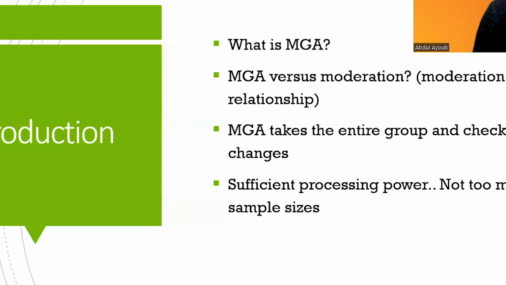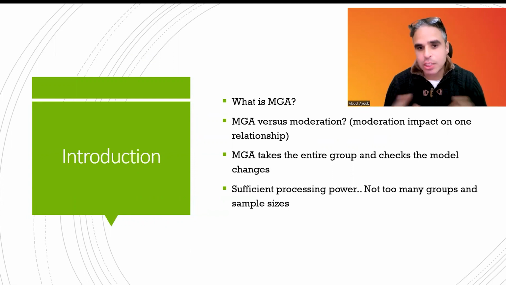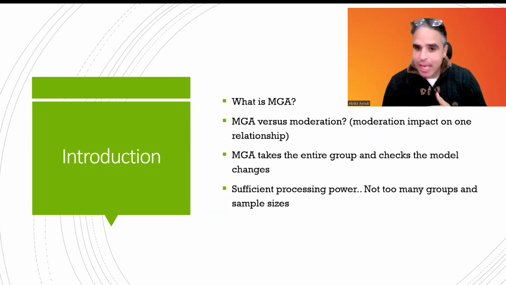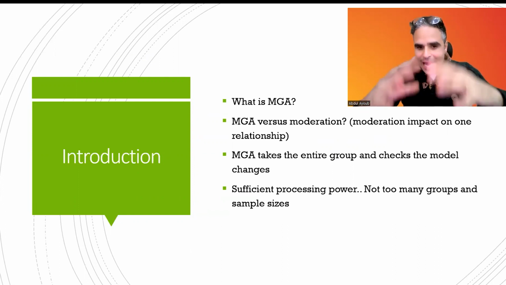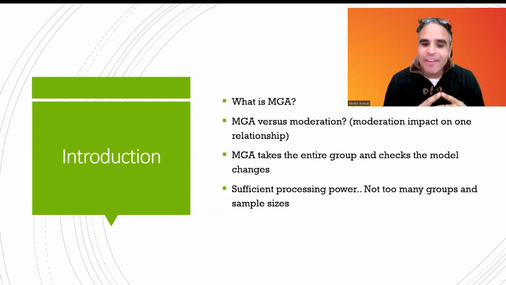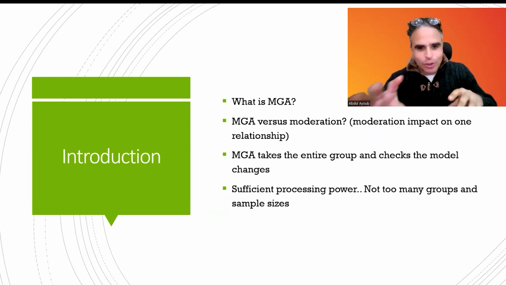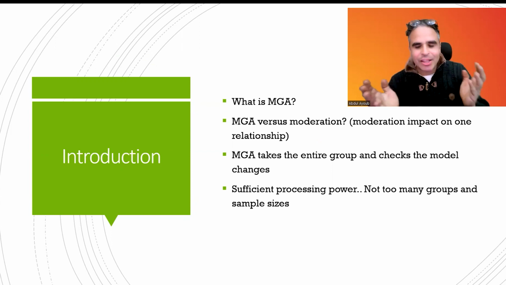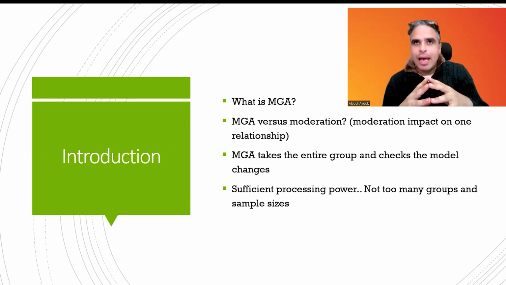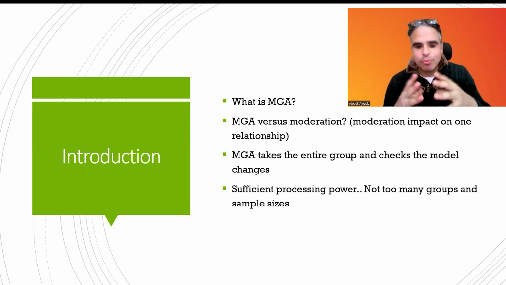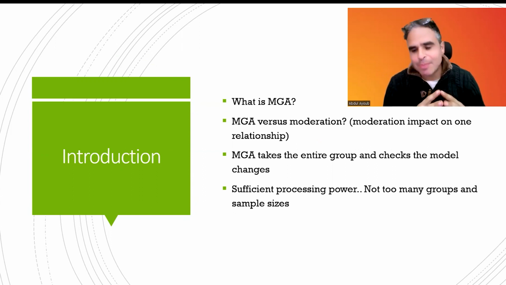Multi-group analysis, as I mentioned, versus moderation as well. Moderation just impacts one relationship between an independent and a dependent variable. The multi-group analysis, MGA, takes an entire group and checks how my structural model would differ if I use only males, only females, or both of them together. So management can understand the role of a specific group, and maybe target that group better than the other group, depending on how influential it is. So multi-group analysis is really important.